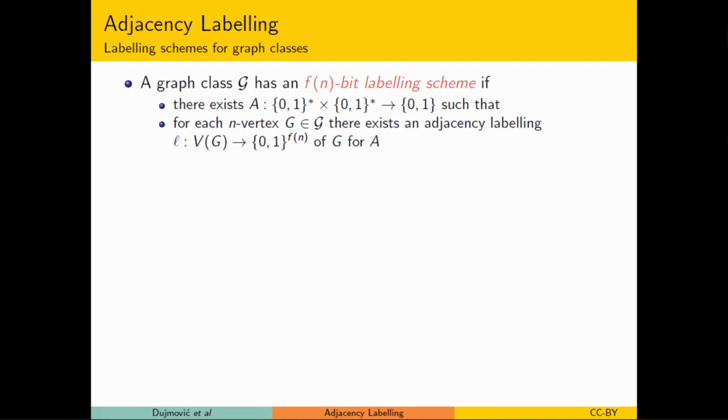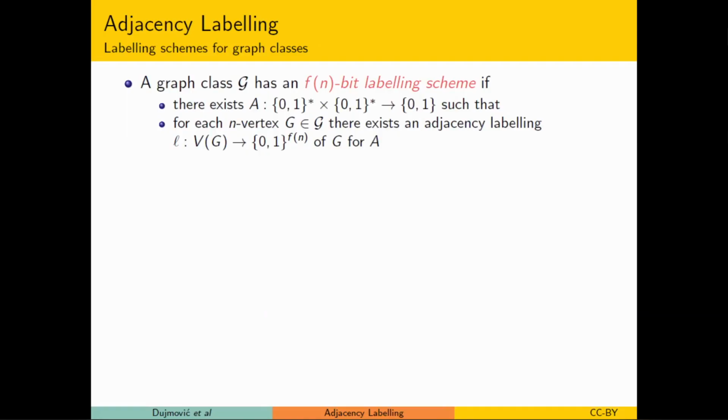one A, one tester. So just like when we talked about what we did with people's names earlier, there's just one way to deal with that. It doesn't matter what village of people you're looking at, it's always done the same way. And what you need is that for every n-vertex graph in your class, and for every n, it should be possible to label the vertices of that graph with bit strings of length f of n, so that this is a real adjacency labeling of that graph for A.